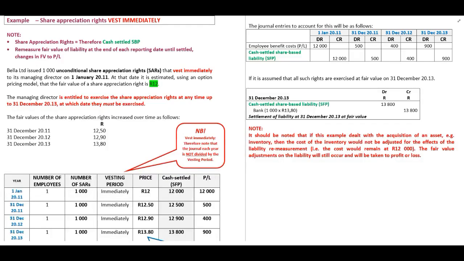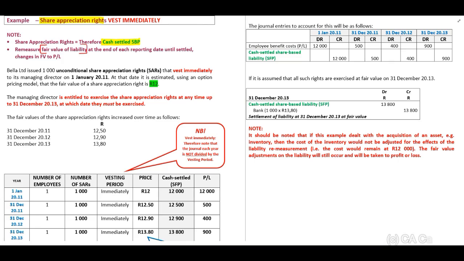In this example, we will look at share appreciation rights. Therefore, immediately you need to know that this will be cash settled, and immediately you are able to think about your journal entry: debit employee costs if this is a service provided by an employee, and credit your liability. Now, what is extremely important when we talk about cash settled, you need to remember that you will have to remeasure the fair value of your liability at the end of each reporting date.